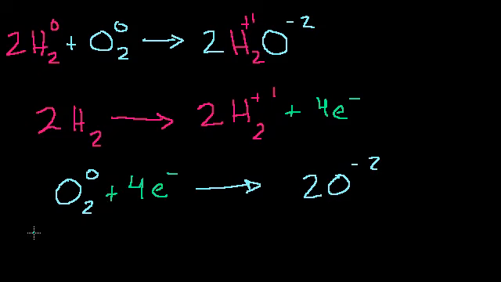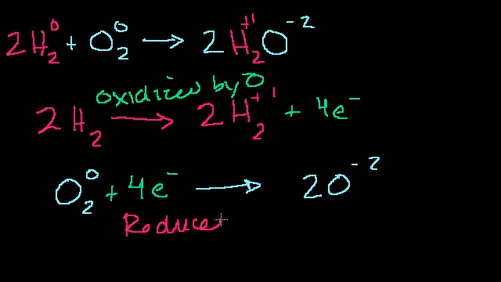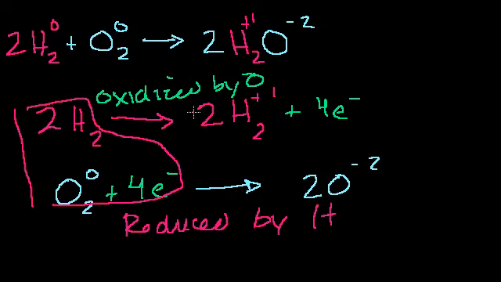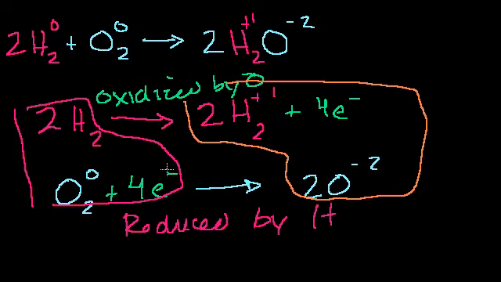So what was oxidized? Oxidized means that electrons were taken away from you. The hydrogen was oxidized, oxidized by oxygen. What was reduced? The oxygen was reduced by the hydrogen. And if you actually add these two reactions up, if you make this the left-hand side of your equation, and you make this the right-hand side of your equation, you can remove the electrons from both sides, and you'll end up with your original reaction.